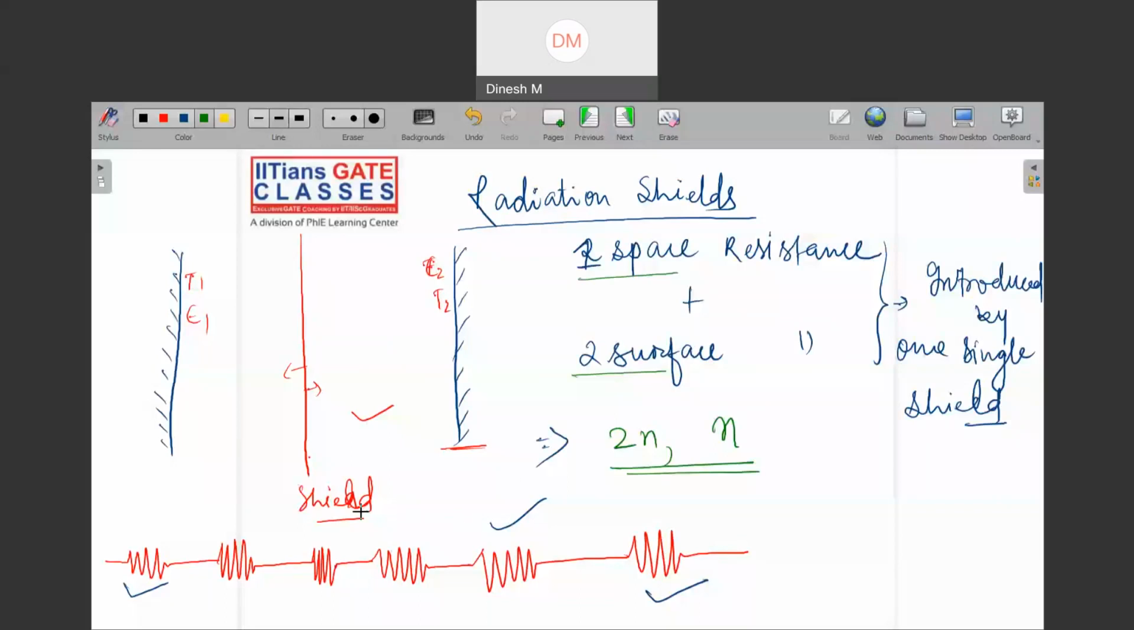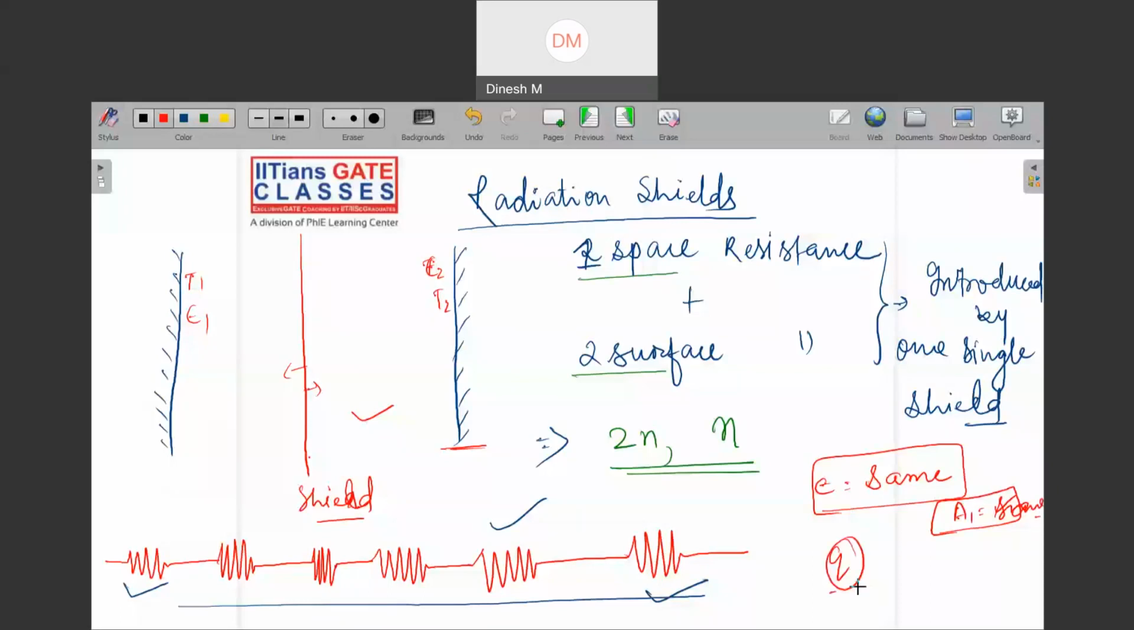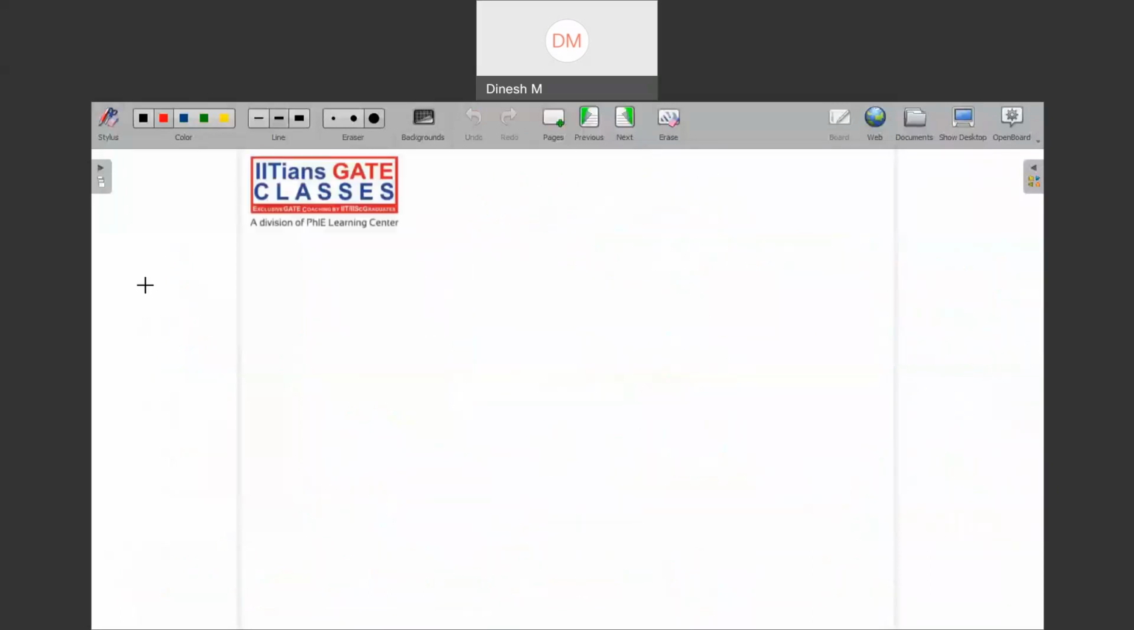Let us say that the emissivity of all the surfaces, E of all the surfaces, is the same, and the area is also the same, and you are trying to find out in terms of per unit area. Then if I write down the q value, this q value will be sigma times T1 to the power 4 minus T2 to the power 4, and you will introduce all the resistances here.